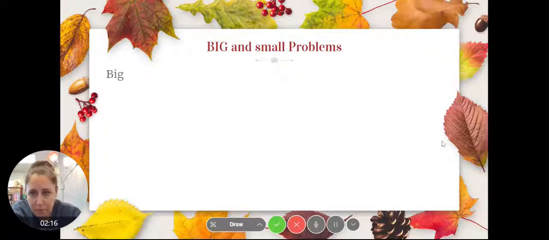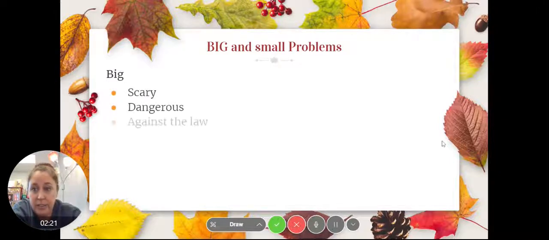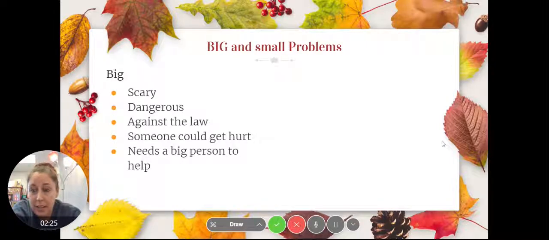school. Big problems, they are scary, dangerous, they're against the law, someone could get hurt. Big problems need a big person to help. So big problem, big person. So if it's a problem that you can't solve yourself, you need an adult to help.